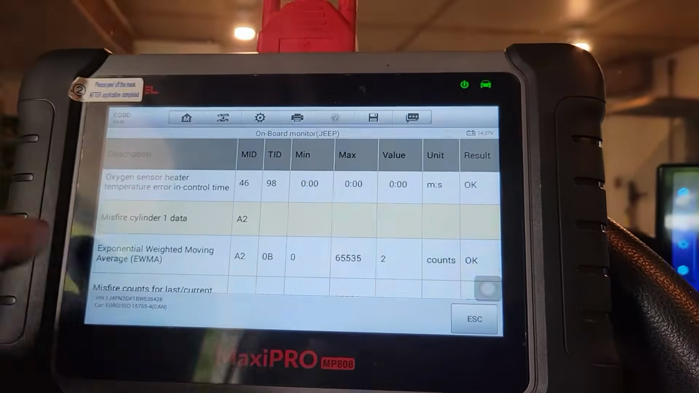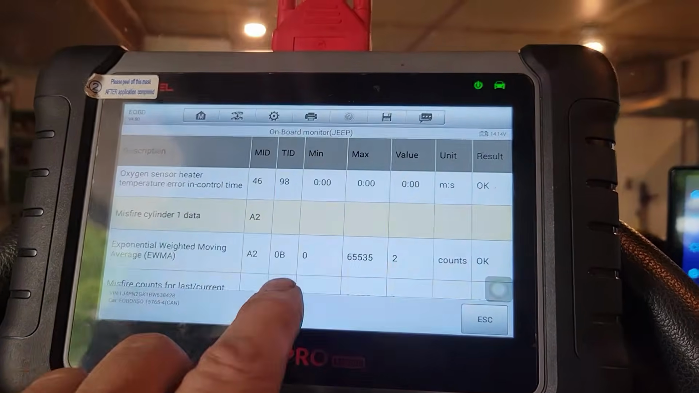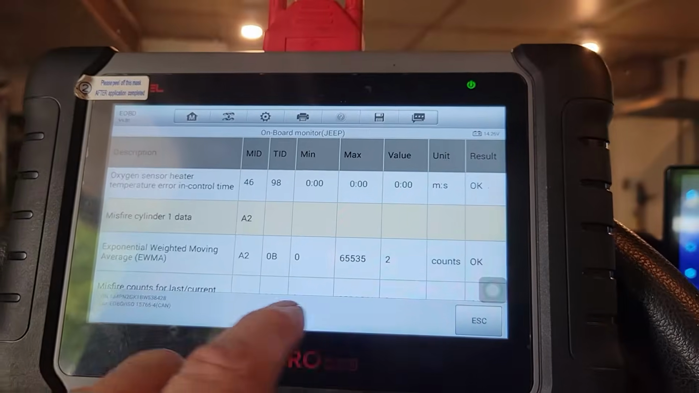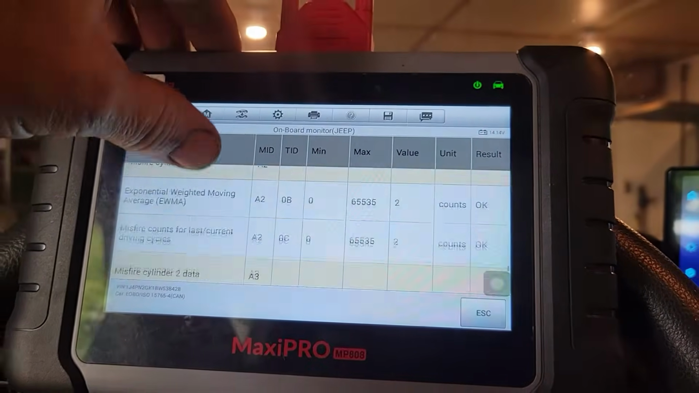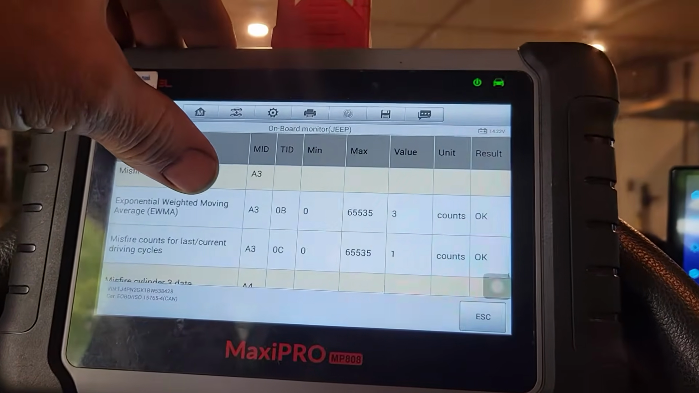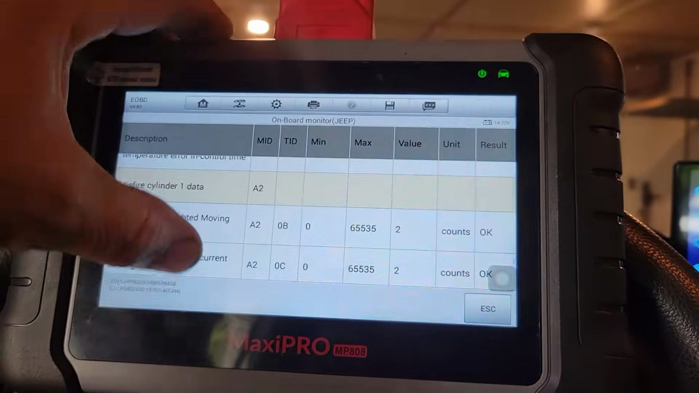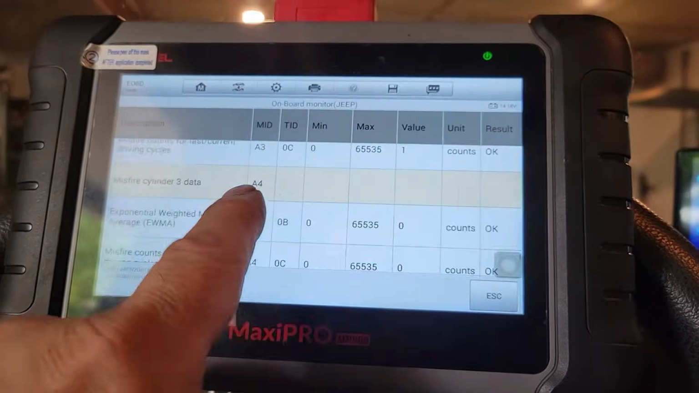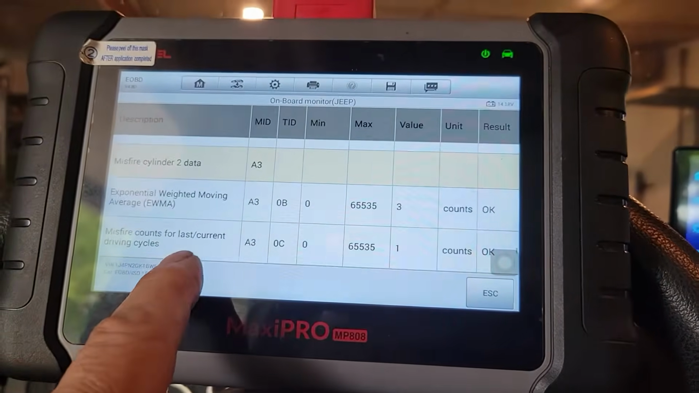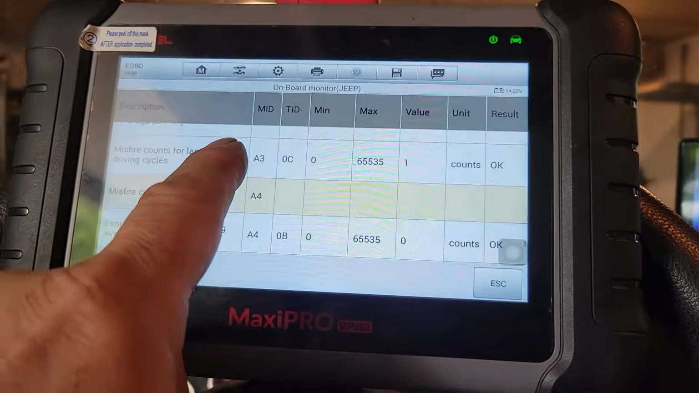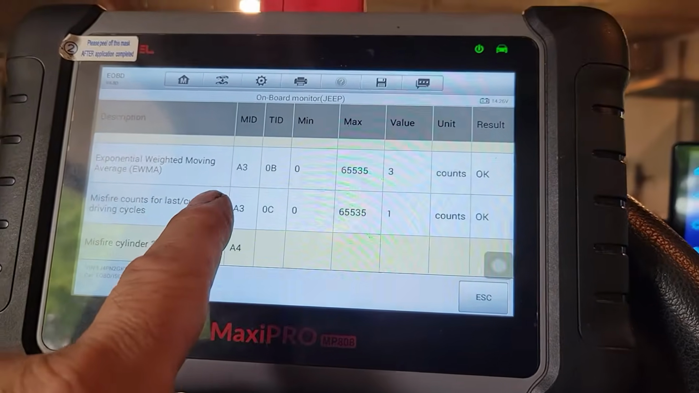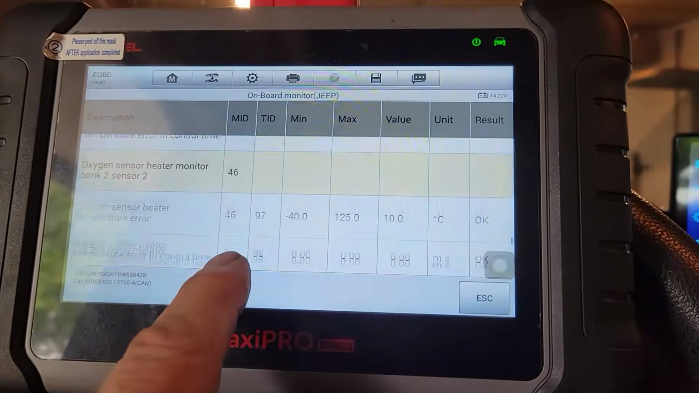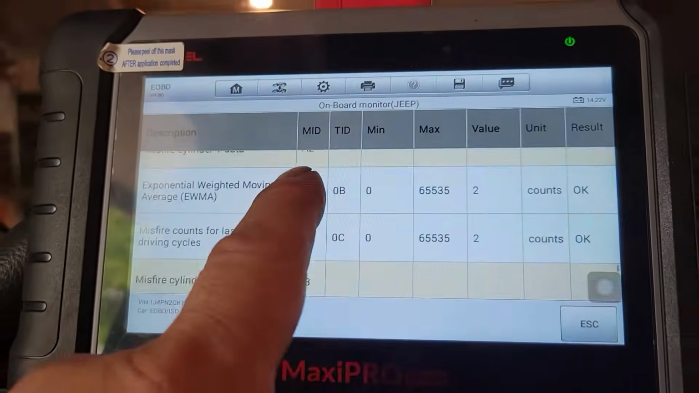You misfire. For cylinder 2, 2 counts, or for cylinder 1. For the last current driving cycles, 2 misfire counts for cylinder number 2, 1. And this is something that I'll explain a little bit later in a different video.